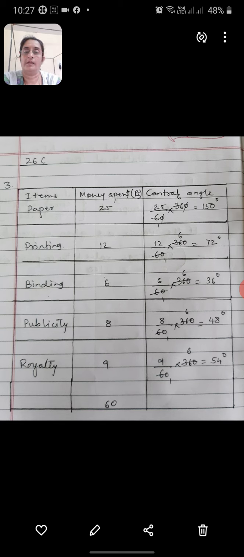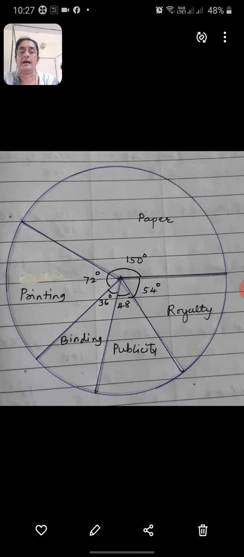Now we have to put all these values on a pie chart. For the pie chart, you have to take any measurement and draw a circle. Fine. You can take 3 centimeter, 4 centimeter, 5 centimeter and draw a circle. Now for paper, how many degrees have we calculated? 150 degrees. So we'll start with paper. Now you have to draw a radius anywhere. Fine. So I have taken one line, that is for paper, from center to any point on the circle. So that will be a radius.